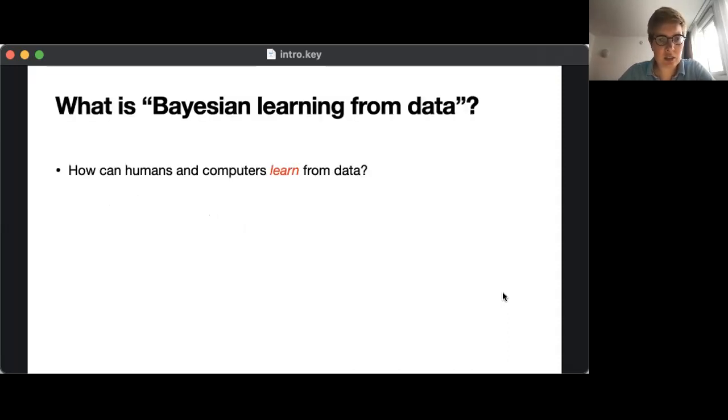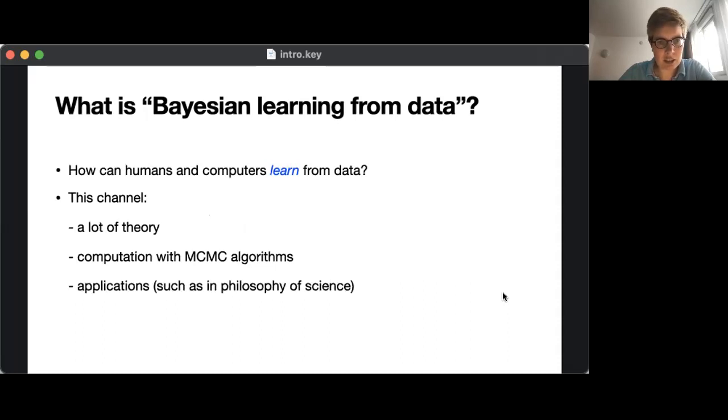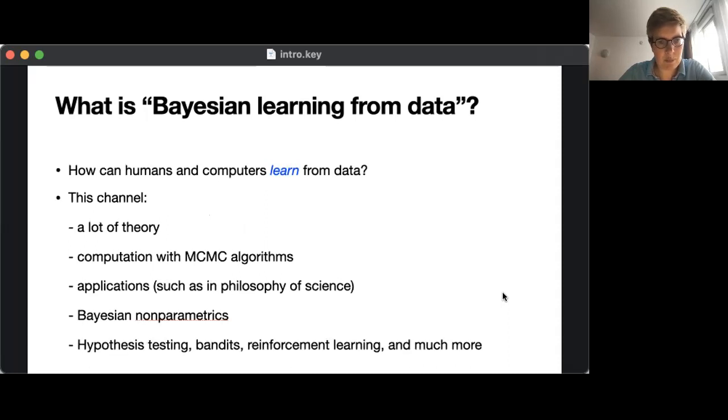Now, the question that is at the core of machine learning and statistics is, how can humans and computers learn from data? Bayesian methods are widely used in these fields, and in this channel, I plan to upload many short videos about many aspects of Bayesian learning. So, of course, a lot of theory, but also things like computation with MCMC algorithms, applications in other fields like philosophy of science, non-parametrics, hypothesis testing, bandits, reinforcement learning, and many more topics.